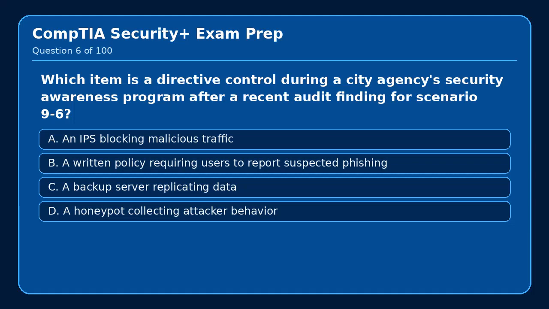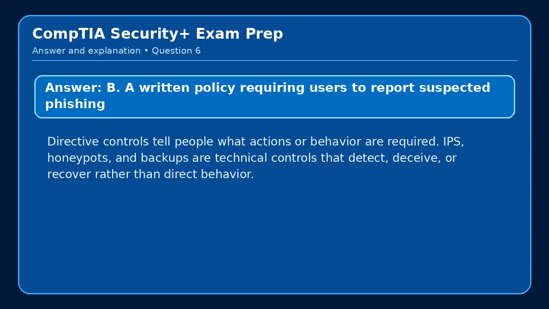The answer is B. A written policy requiring users to report suspected phishing. Directive controls tell people what actions or behavior are required. IPS, honeypots, and backups are technical controls that detect, deceive, or recover rather than direct behavior.